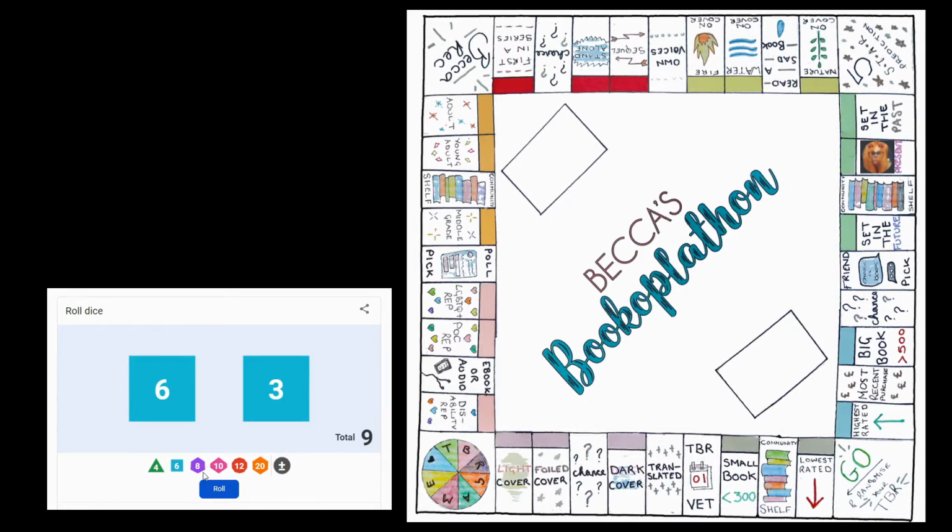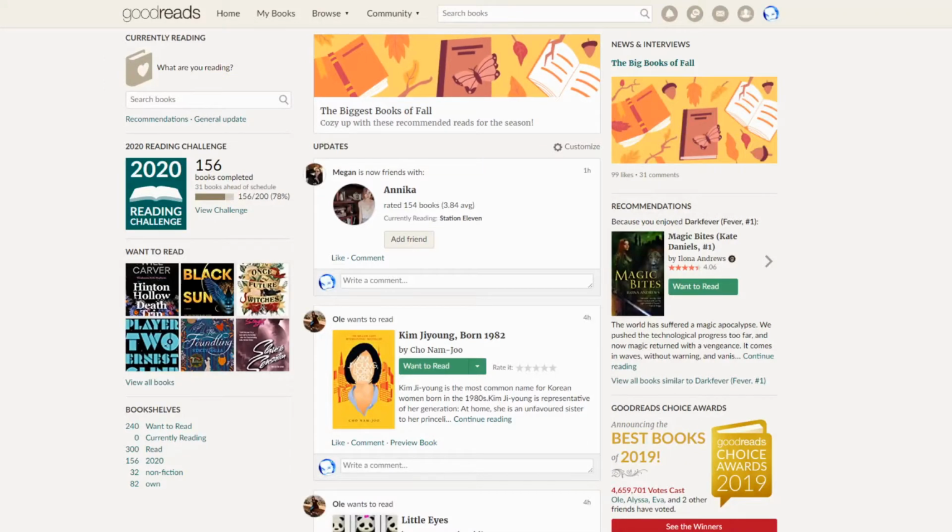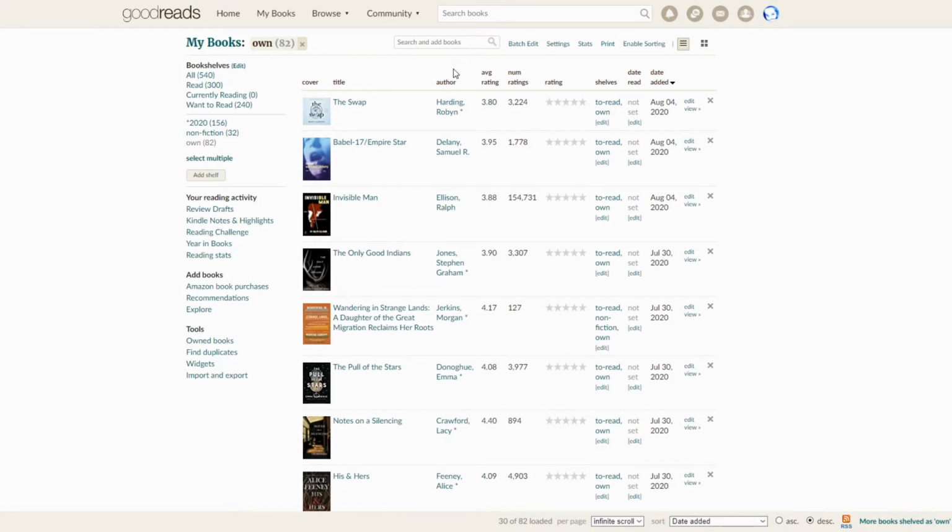Roll number 5, 7. Highest rated. So for the highest rated prompt, I am going to go to my Goodreads for this and go right down here to the books that I own, because I don't want to buy another book for this. So every book that I own on audio, physical, or ebook, I have on here, whether I want to read the book or not, I still have it on here. So I am going to sort this by average ratings.